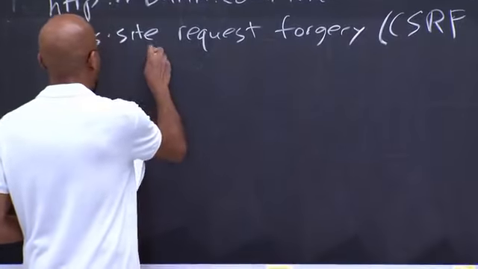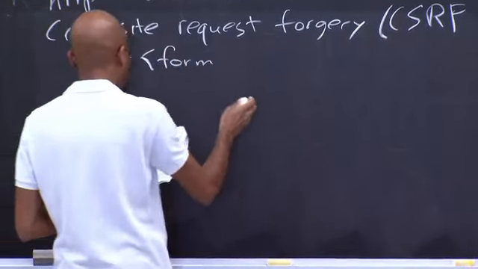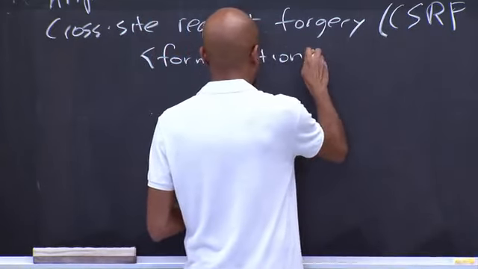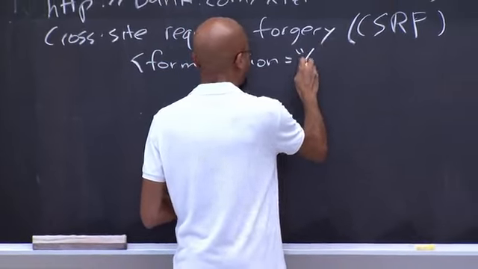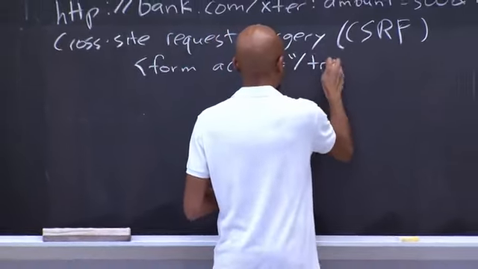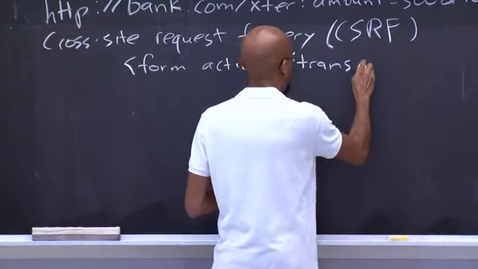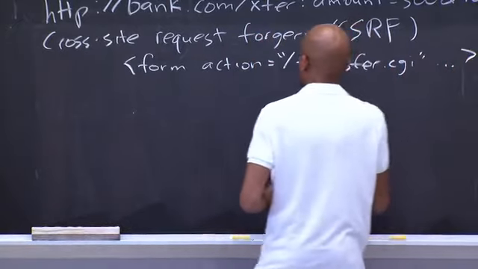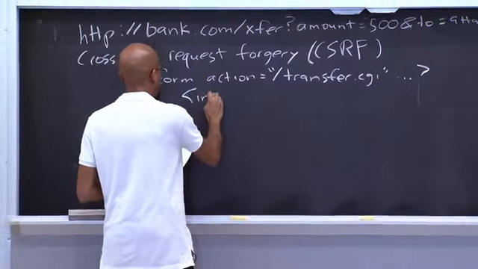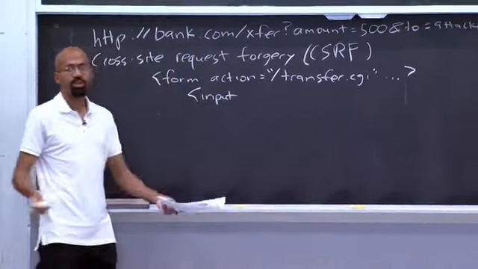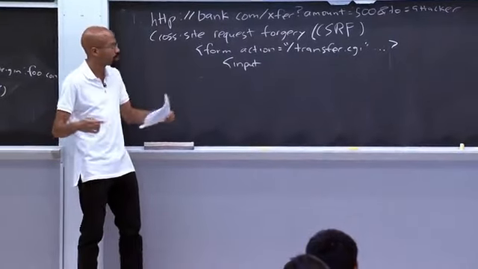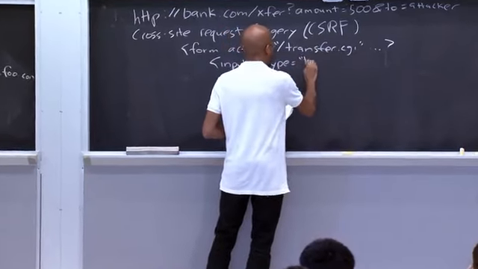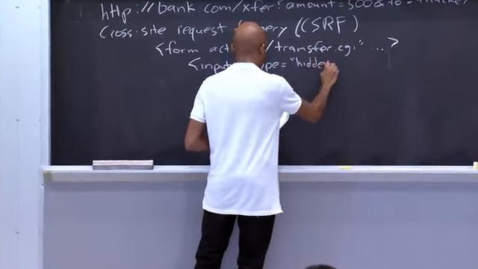So for example, you can imagine that inside the bank's web page, it's going to have some form. Right? The form is the thing which actually generates a request like this. So maybe the action of that form is transfer.cgi. And then inside this form, you're going to have an input. Inputs are usually used to get in user input like text, key presses, mouse clicks, stuff like that. But we can actually give this input a type of hidden, which means that it's not shown to the user.